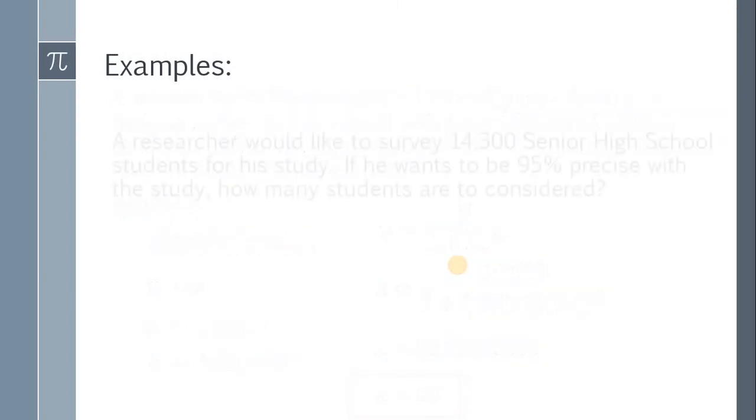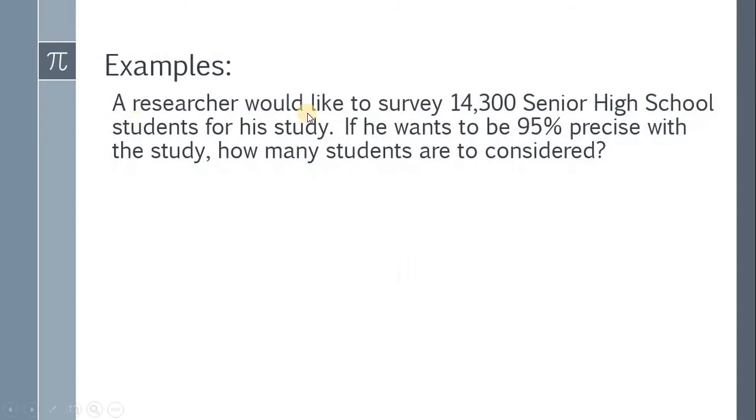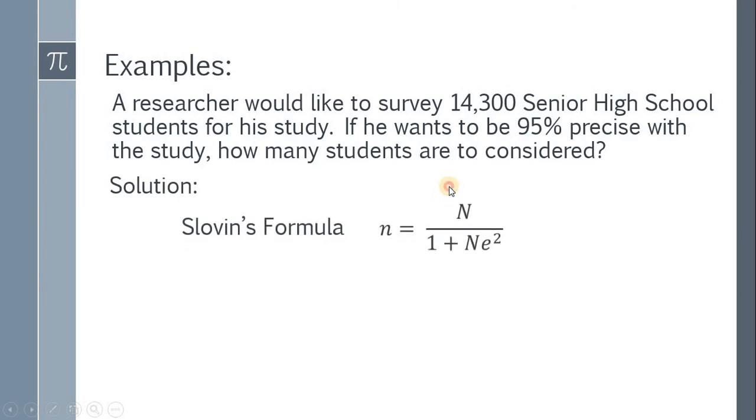So, let's have another example. Example number 2. A researcher would like to survey 14,300 senior high students for his study. If he wants to be 95% precise with the study, how many students are to be considered? Here's the solution. Of course, using the Slovins formula.